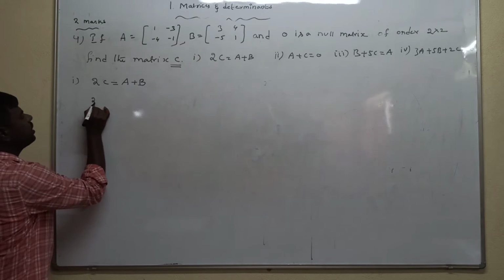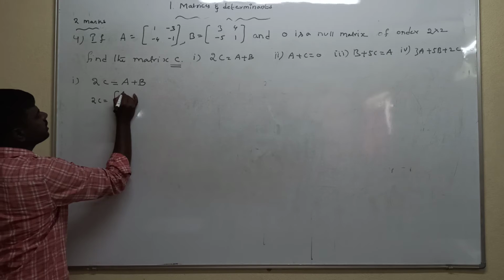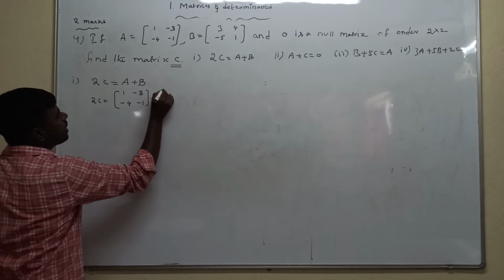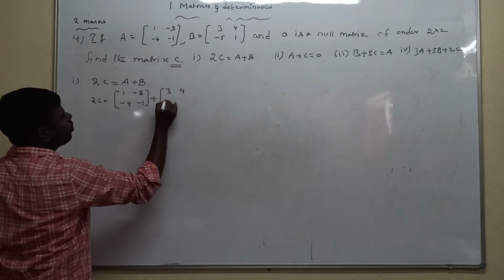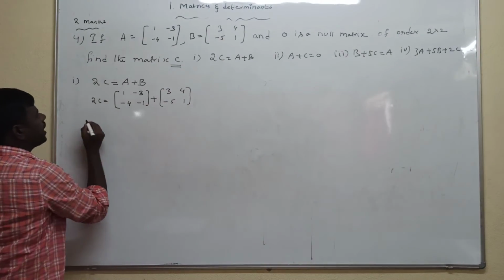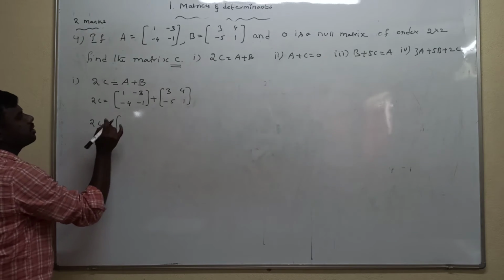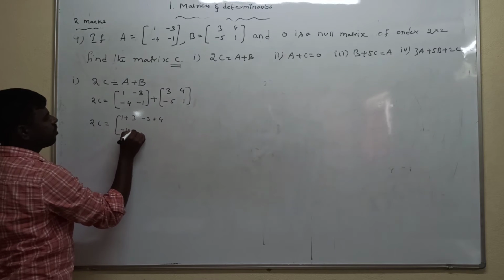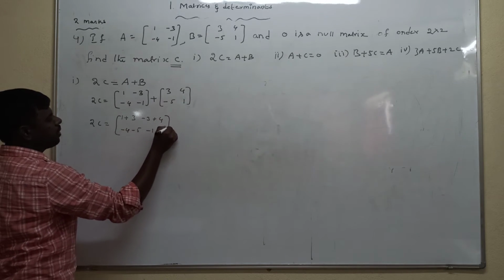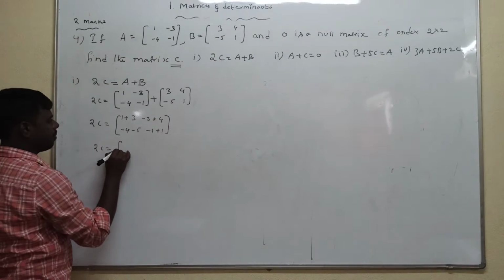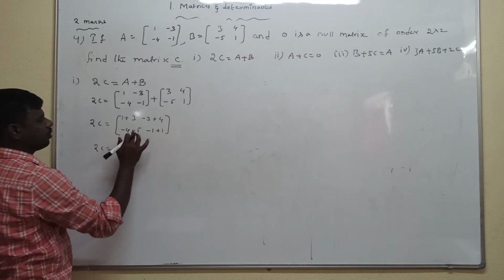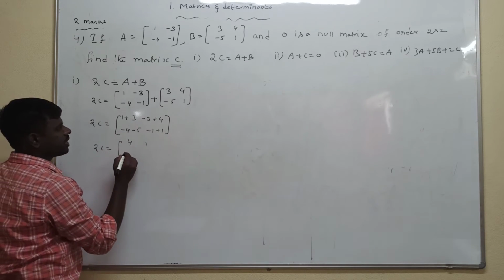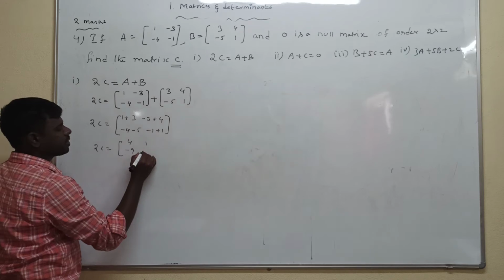Now 2C is equal to, substituting the A matrix [[1, -3], [-4, -1]] plus the B matrix [[3, 4], [-5, 1]]. We are adding corresponding elements. 1 plus 3 is 4. Minus 3 plus 4 is plus 1. Minus 4 minus 5 is minus 9. Minus 1 plus 1 is 0.